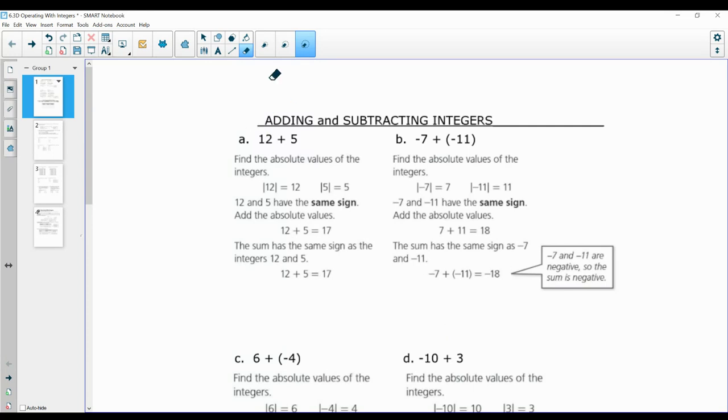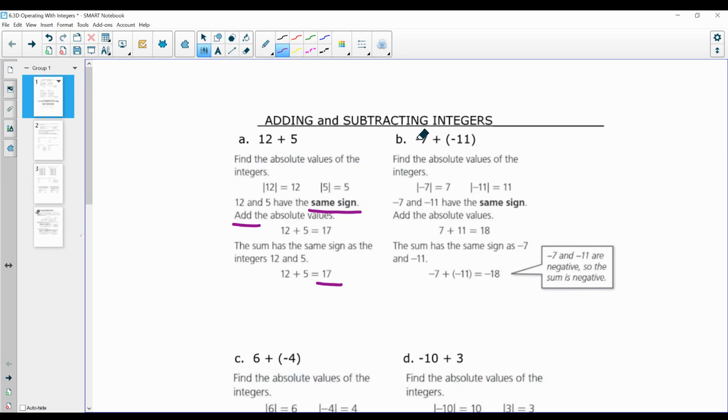The first example, we have 12 plus 5. Both of the numbers are positive, so all you need to do is add them up. 12 plus 5 is 17, and they're both positive. They have the same sign, both of them are positive, so you're going to add them up.